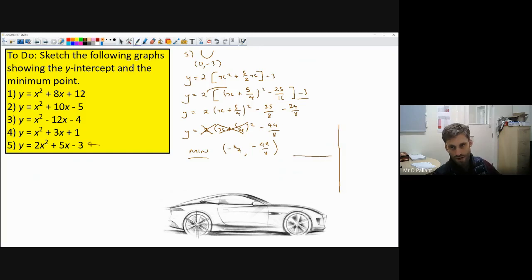And so I'm going to draw that in. Something like that. That's the point minus 3. And that's the point minus 5 over 4, minus 49 over 8. Lovely. So as ever, please, evidence of all the work that we've done there.